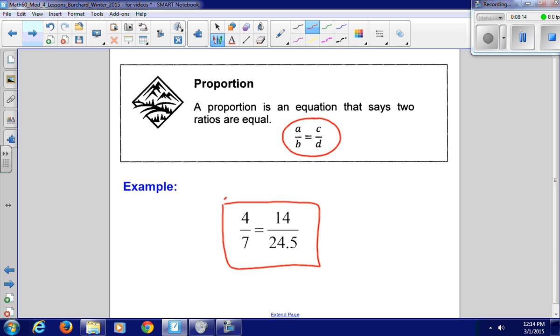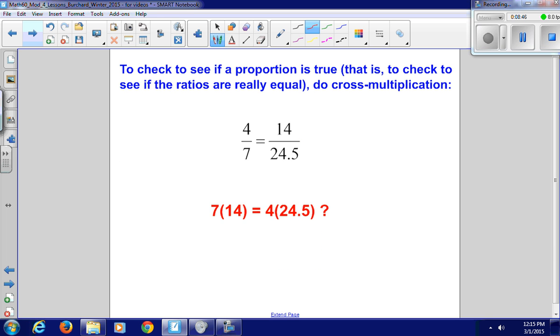Now, a simpler version, I could tell you that 1/2 is equal to 2/4, or a ratio of 1 to 2 is equal to a ratio of 2 to 4. That's a simple proportion, not the same as this one, but this proportion says that the ratio of 4 to 7 is equal to the ratio of 14 to 24.5. Setting the two equal makes a proportion.